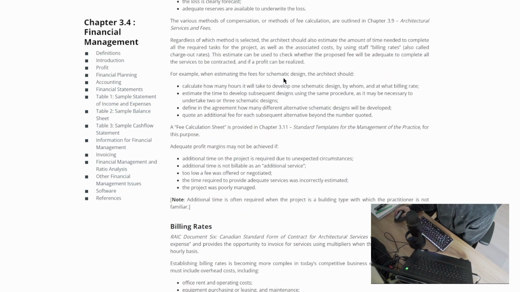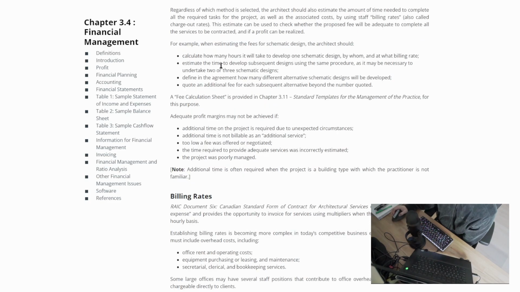For example, when estimating the fees for schematic design, the architect should calculate how many hours it will take to develop one schematic design, by whom, and at what billing rate. Estimate the time to develop subsequent designs using the same procedure, as it may be necessary to undertake 2 or 3 schematic designs. Define in the agreement how many different alternative schematic designs will be developed. Quote an additional fee for each subsequent alternative beyond the number quoted.